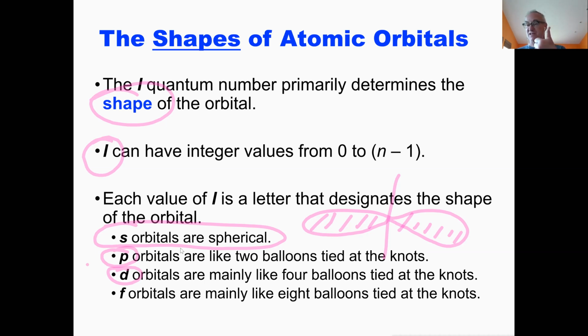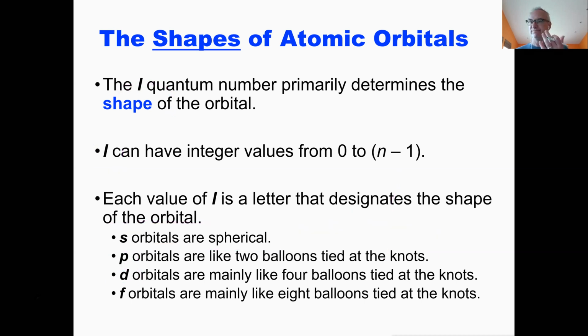But S is a sphere. Okay, got that. And P looks like a balloon, or two balloons tied together with a knot in the middle. That's going to be important later on, as I said, when we're dealing with double bonds and triple bonds. That will come back into play. D and F, they just have crazy shapes. So I'll show you what they look like. But the first two shapes are going to be important to remember because they fundamentally are important to the way we think of chemistry.